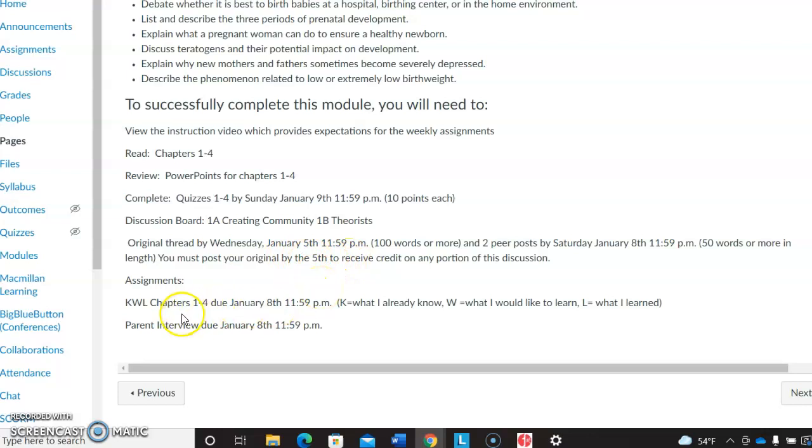And then assignments this week, we have KWLs, chapters 1 through 4. I'm going to show you that. K stands for what I already know. W stands for what I'd like to learn, and L stands for what I learned. So you'll be writing that information for each chapter, and that's called a KWL, and that is due weekly. This week is chapters 1 through 4. Then the last assignment for this week is a parent interview, where you will be asking some questions of a parent or a grandparent.